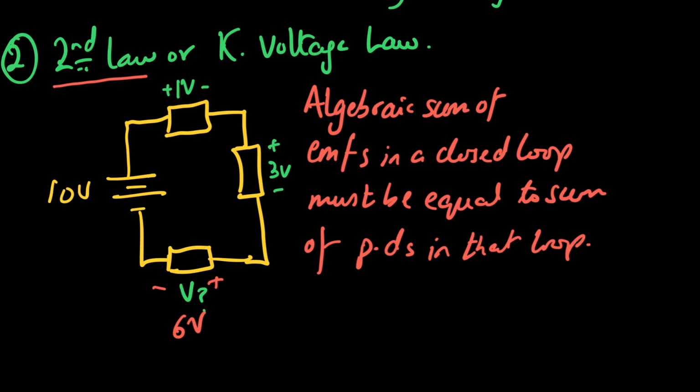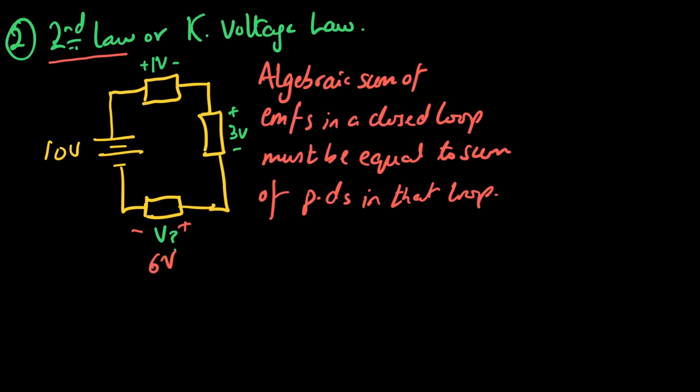Now, when you read that statement, the first thing that should come to your head is, oh my god, that statement is so confusing. Let me make it easy for you: this 10 volt battery that is connected is the EMF in a closed loop. Closed loop means closed circuit. And this EMF must be equal to the sum of potential differences in that loop. It's actually that simple. Honestly, it's so easy that if you add 1 and 3 and 6, it makes 10.